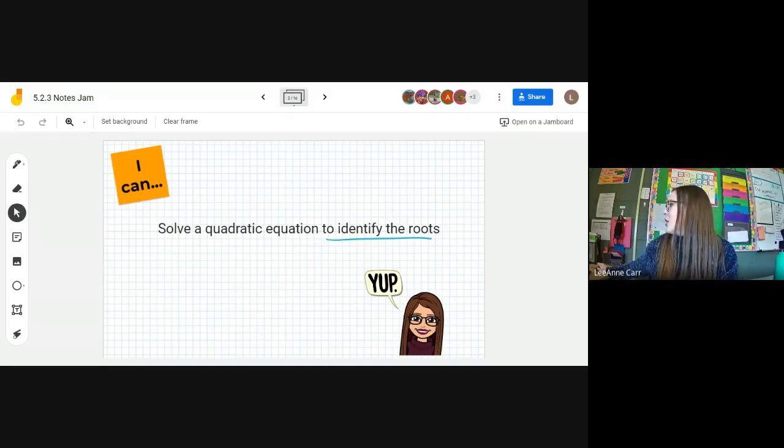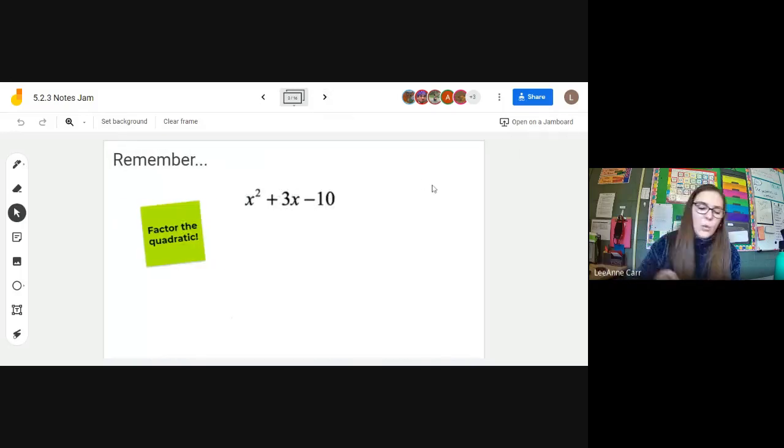All right, awesome. So we have read our I can statement. Let's warm up with a factoring problem. So we are on frame 3 of the Jamboard. On frame 3, I want to give everybody a moment, and I want you to factor what we have here.